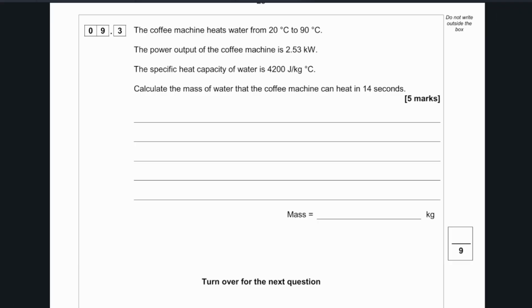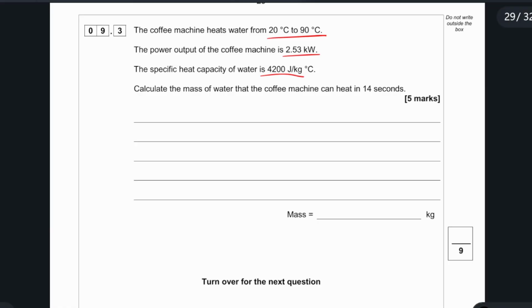9.3, the coffee machine heats water from 20 degrees Celsius to 90 degrees Celsius. The power output of the coffee machine is 2.53 kilowatts, like we just said, and the specific heat capacity of water is 4200 joules per kilogram degree Celsius. Calculate the mass of water that the coffee machine can heat in 14 seconds.